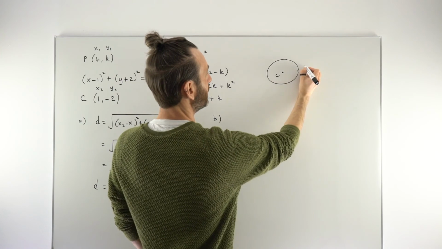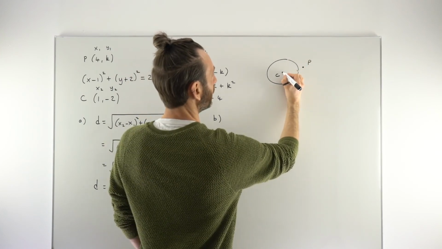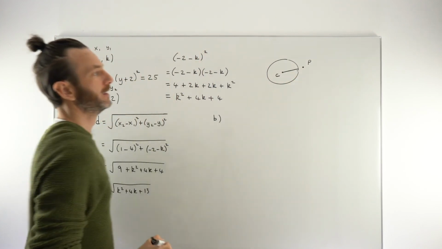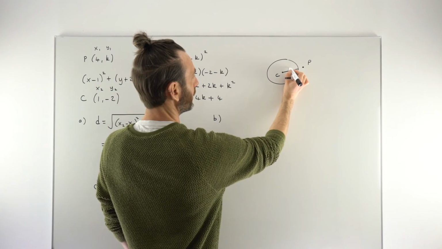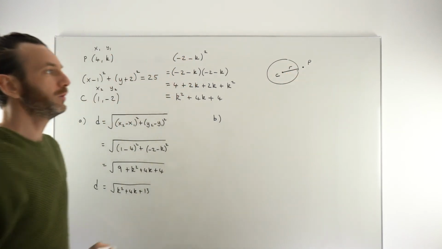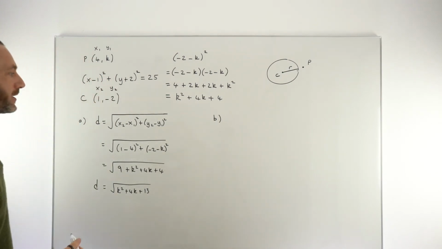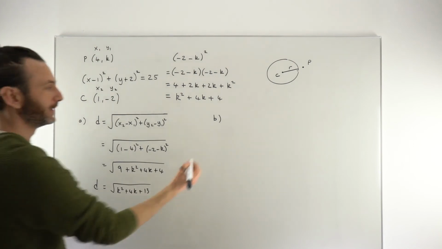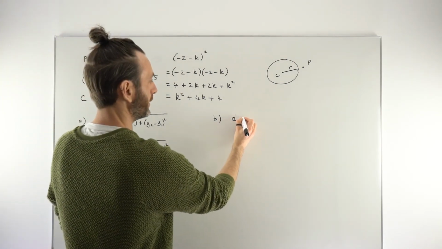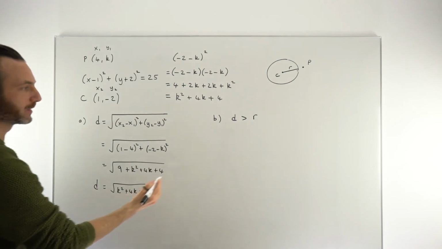See, if point P lies, say, here, which is outside of the circle, well, that implies that the distance between C and P has to be greater than the radius, because that distance there is the radius of the circle. So C to P is clearly bigger than that radius value. So the distance has to be greater than the radius. Well, we know the distance is given by this thing here.